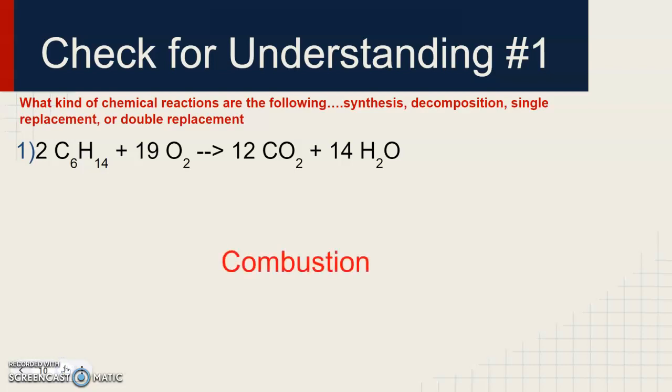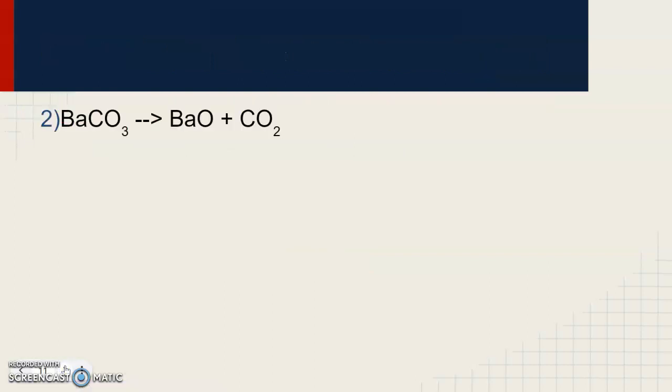All right, this is a combustion reaction. We know because we have the hydrocarbon on the left plus oxygen, so that's C6H14, that's a hydrocarbon, that's your fuel source. Oxygen gas goes in, and then CO2 and water comes out. That's how you know it's combustion, because those reactants and products will always be the same. All right, next up we have BaCO3 will yield BaO plus CO2. Pause, see if you can answer.